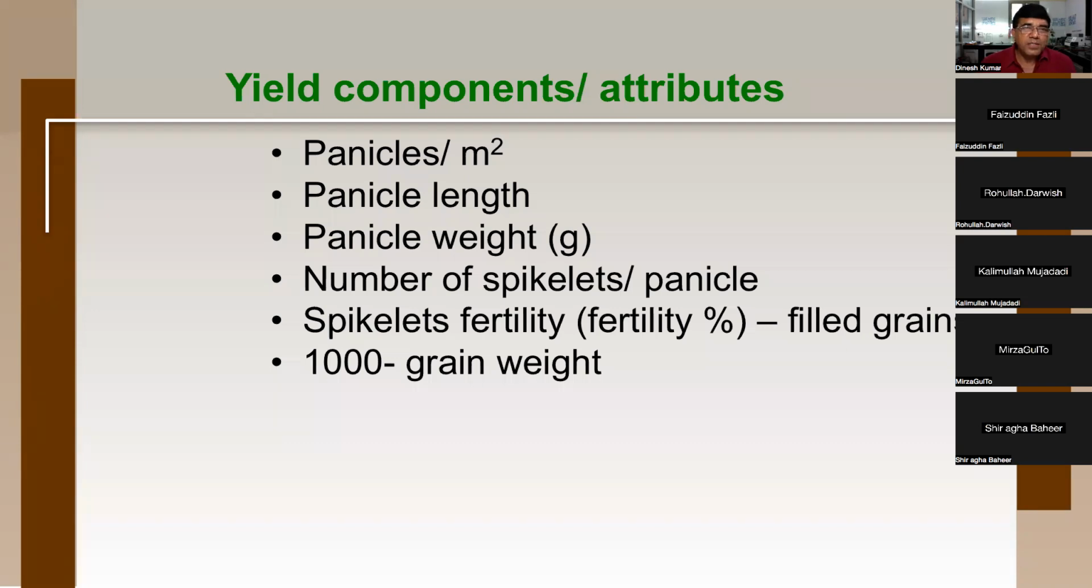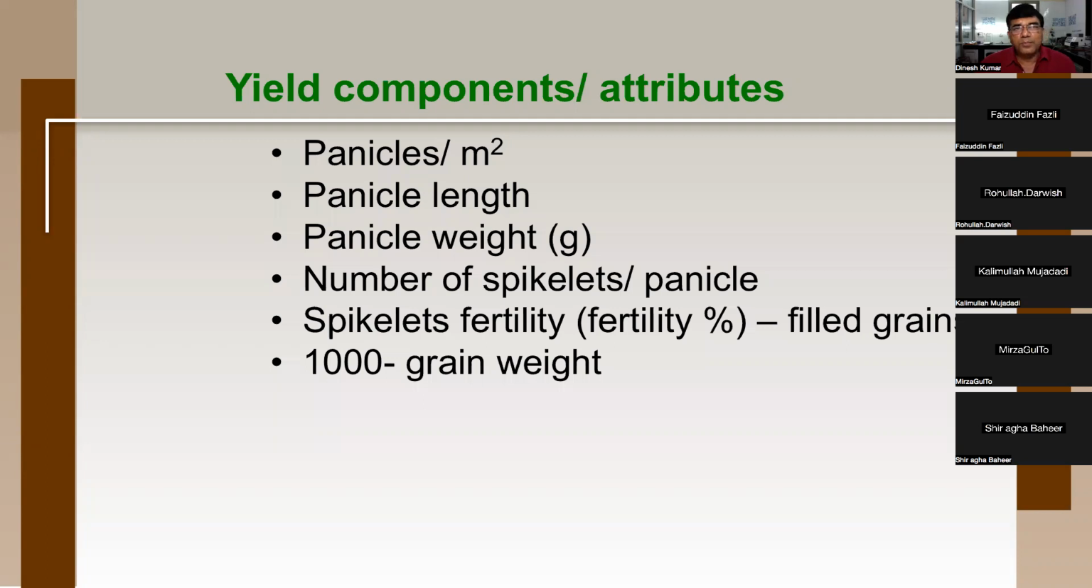And what somebody was saying about leaf area index, tiller number, plant height, leaf number per plant, dry matter accumulation, relative growth rate, RGR, NAR, etc. These are actually growth parameters, growth attributes. They are not yield attributes. Yield attributes are before you.